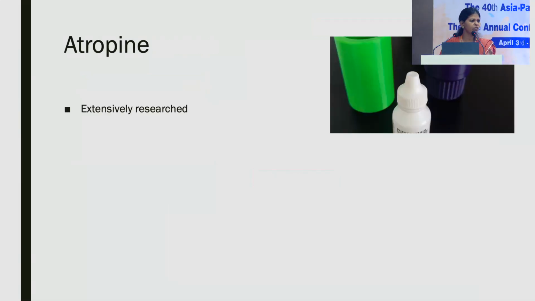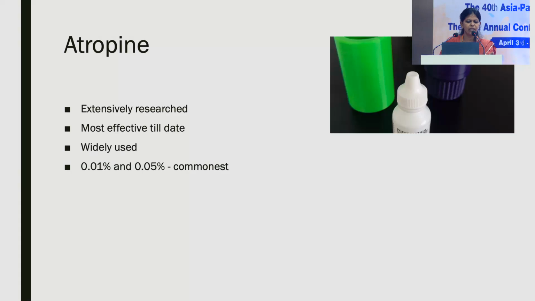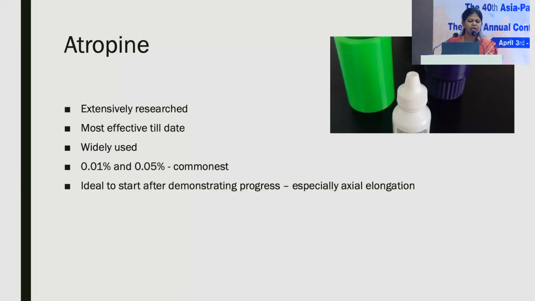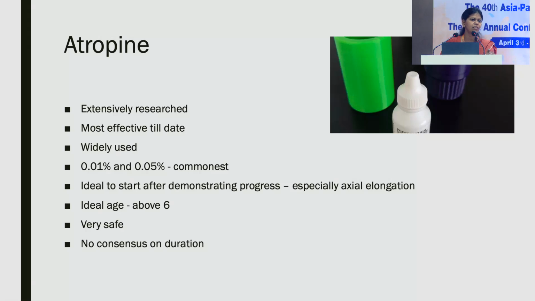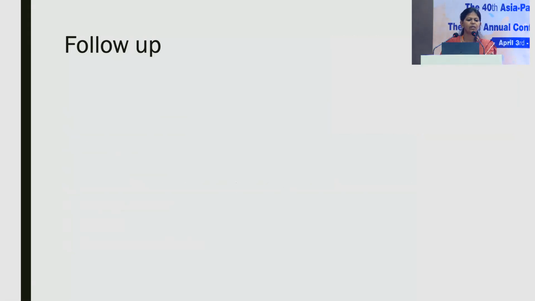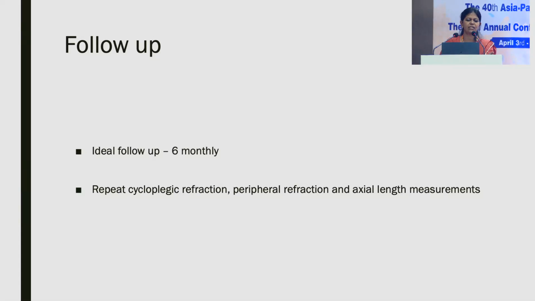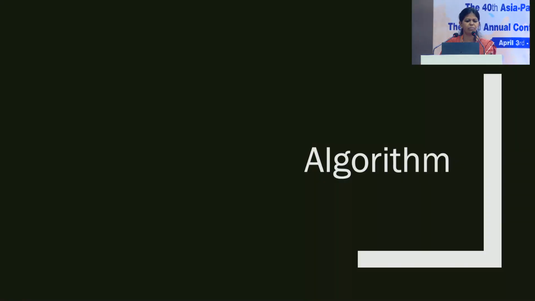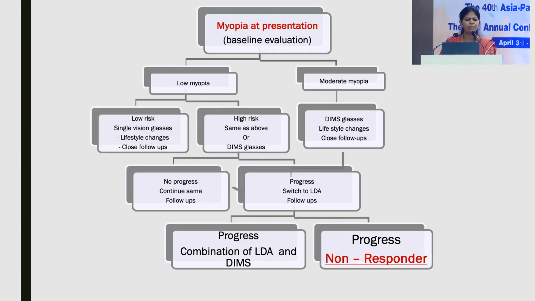Atropine is going to be talked about extensively. It is the most researched and most effective till date and widely used. 0.01% and 0.05% are the commonest used. It is ideal to start after demonstrating progression and not at the initial presentation. The ideal age is above 6, and it is very safe, but there is no consensus on how long we continue. Follow up every visit, ideally 6 monthly, and you repeat all these tests to know the effect on progression.